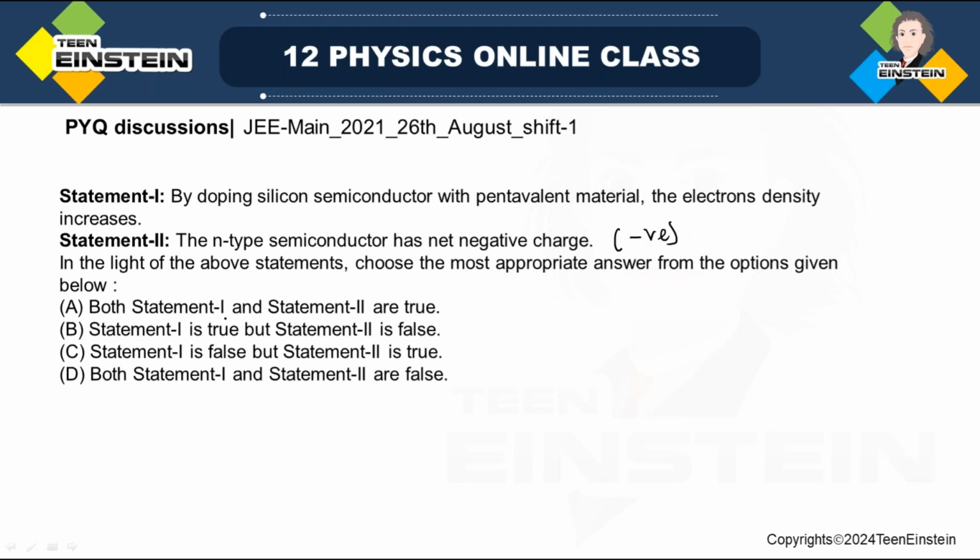So choose the most appropriate answer from the options given below. Both statements 1 and 2 are true: this is not true. Statement 1 is true but statement 2 is false: this is correct. Let us read the other statements also. Statement 1 is false but statement 2 is true: this is not true. Both statements are false: also not. So you have got B as the correct answer, because the pentavalent atom will have one electron extra after the bonding happens with the silicon. So that will increase the electron density.